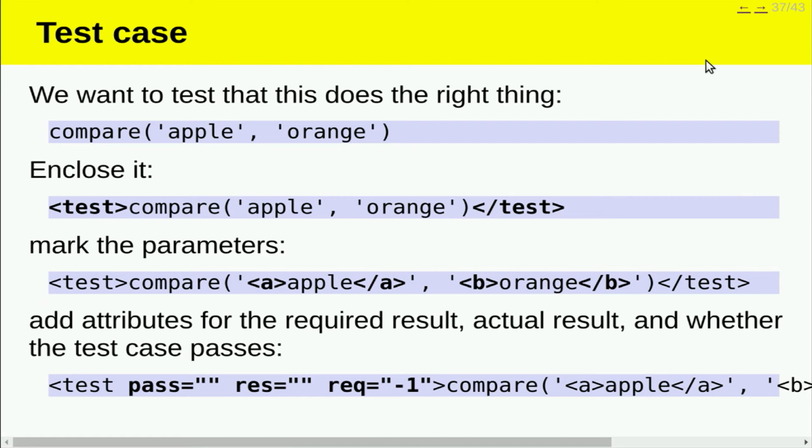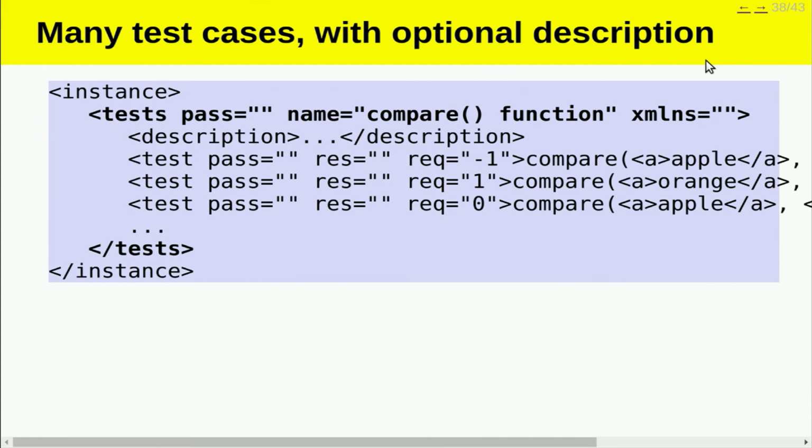Then on the test element, we add attributes for the required result. So in this case, we want it to return -1, and the result that's actually going to be calculated shortly, and then whether this test has passed. Now, we collect hundreds of these together in an instance, which we call tests. We give it a name, we give it a description if we want, and we have a top-level attribute which says whether all the tests have passed.